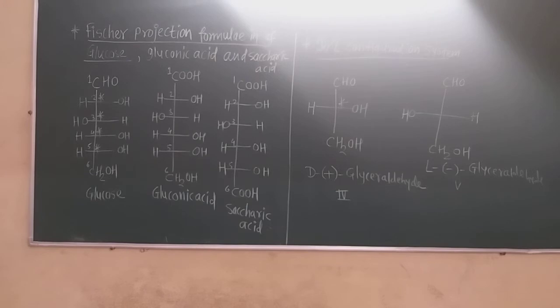Now see on the blackboard, I show you the Fischer projection formulae of the different compounds: glucose, gluconic acid and saccharic acid. Now gluconic acid, we know that it is the monocarboxylic acid obtained from the oxidation of glucose. In yesterday's lecture we have seen that when we do the oxidation of glucose in the presence of bromine water, we obtain this gluconic acid.